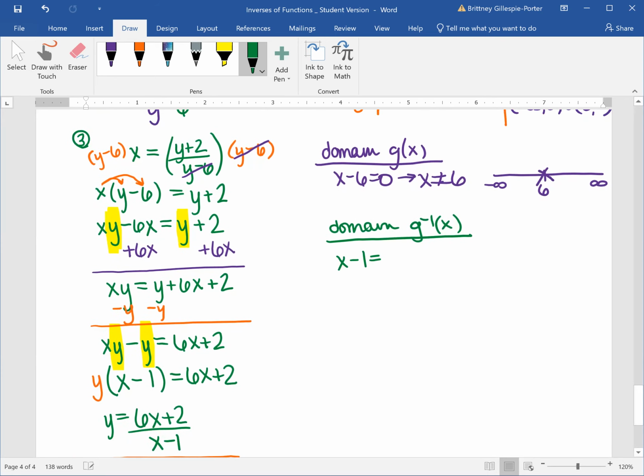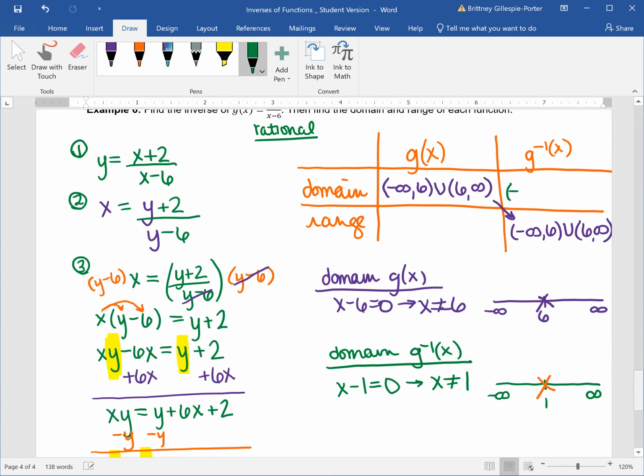Remember, we are going to take our denominator, set it equal to 0. So x minus 1 equal to 0 tells us that x cannot be 1. If you want to do the number line, go ahead, especially if it helps you. And we cannot be 1, which means we are going to have negative infinity to 1. We need to jump over the 1, so jump rope union 1 to infinity. And if we found the domain of the inverse, we found the range of the original. Exact same.